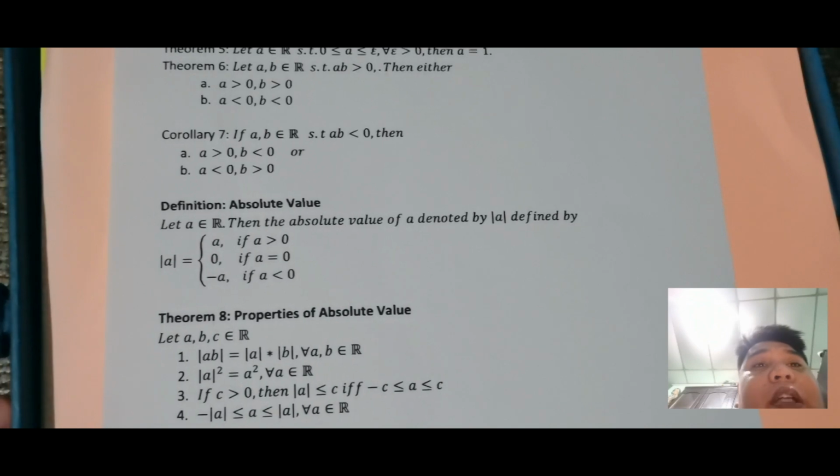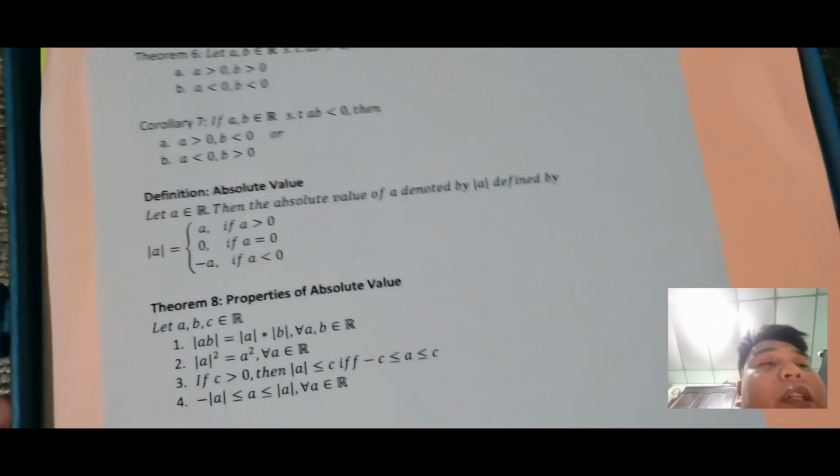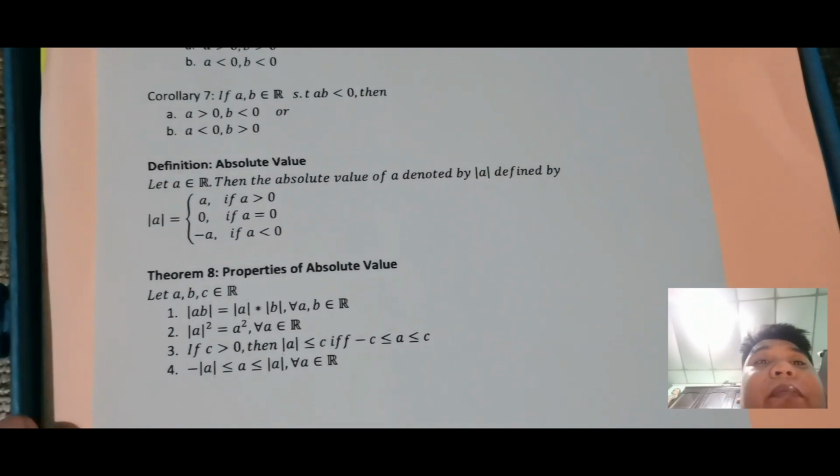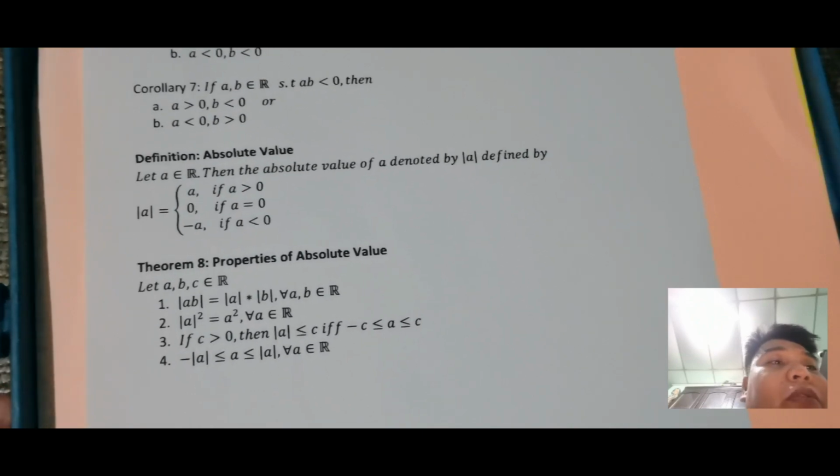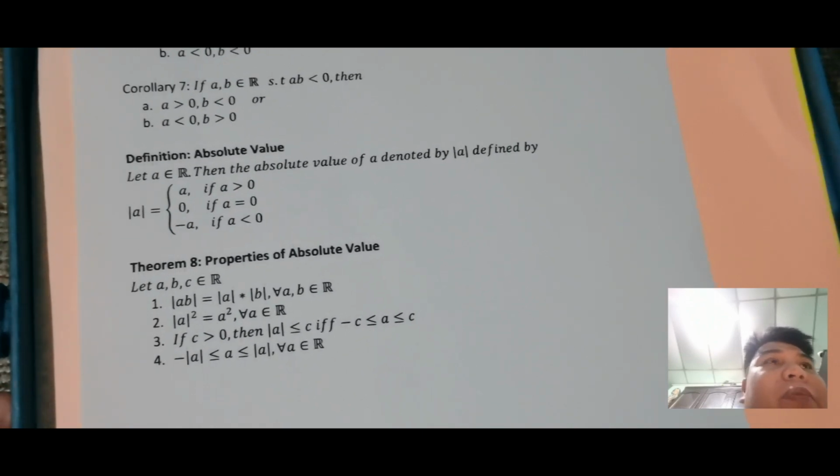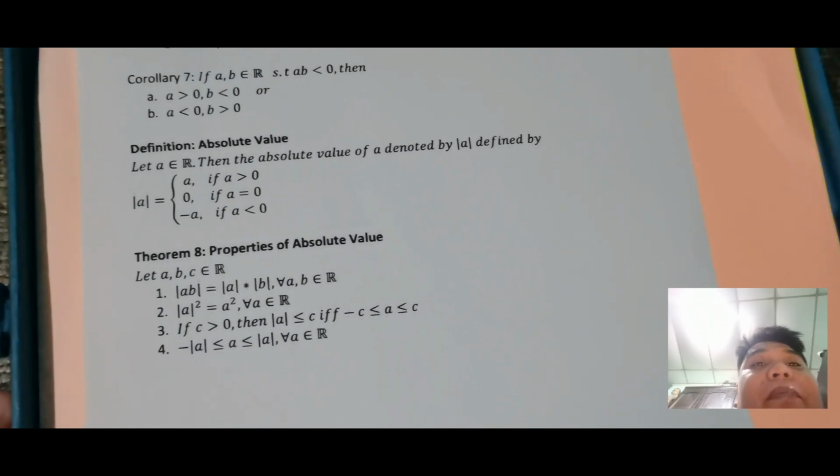Okay, so, hindi yan yung gusto kong i-discuss sa inyo. Gusto ko discuss sa inyo yung property o yung mga theorems under dun sa absolute value. Kasi nga, lahat naman tayo alam na natin kung ano yung definition o ano yung gagawin pag may absolute value. Okay, so let's have theorem 8. The properties of absolute value. So, let A, B, and C element ng real number. So, number 1. So, theorem 8.1.